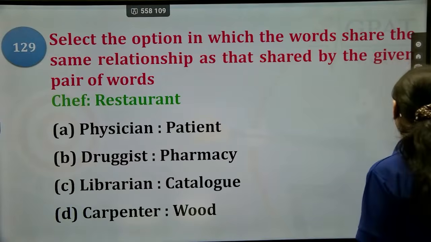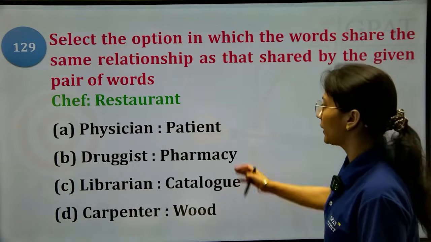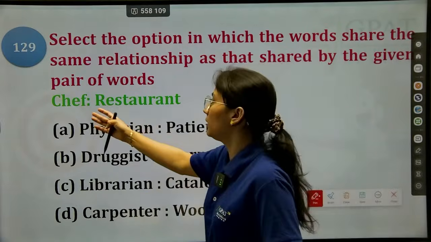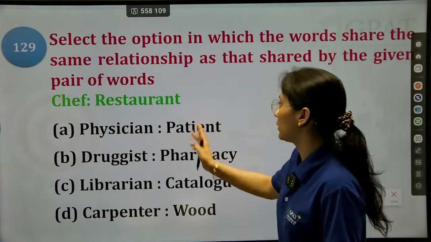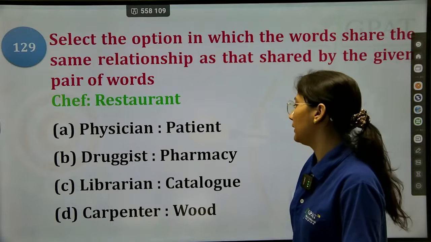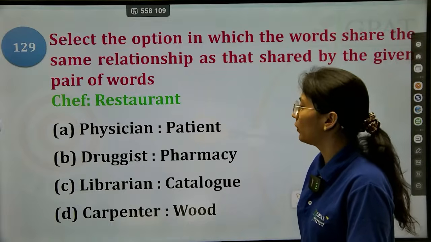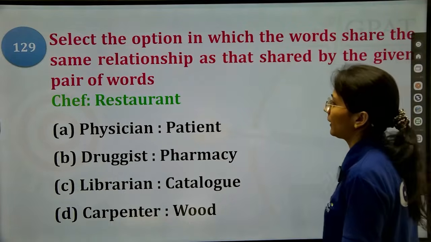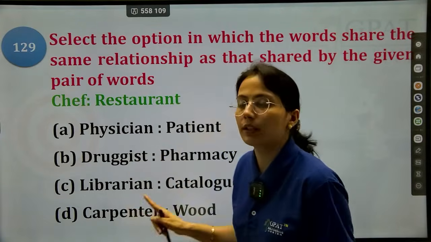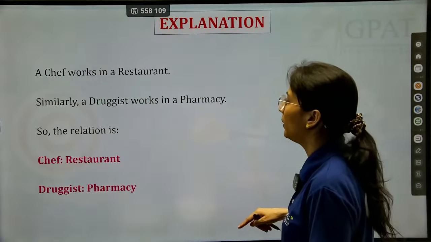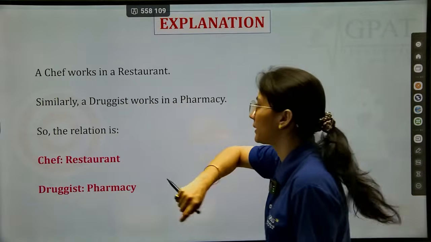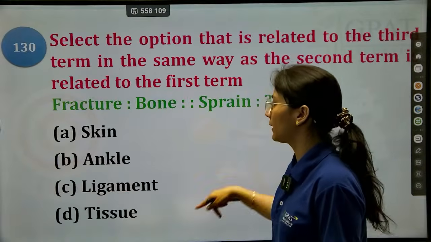Next, chef is related to restaurant. From the given 4 options, we have to find the correct answer. Chef is related to restaurant, like physician related to patient, druggist pharmacy, librarian catalog, carpenter wood. If you see, option number B is correct. Like a chef works in a restaurant, similarly a druggist works in a pharmacy. So chef restaurant, druggist pharmacy.